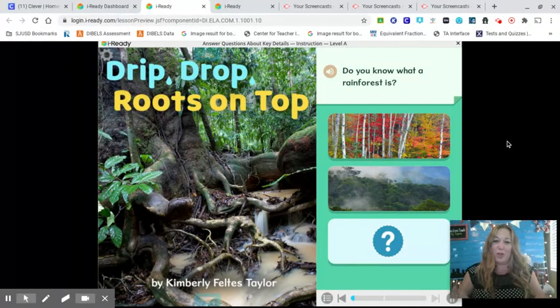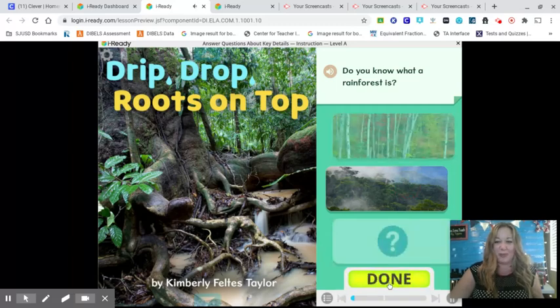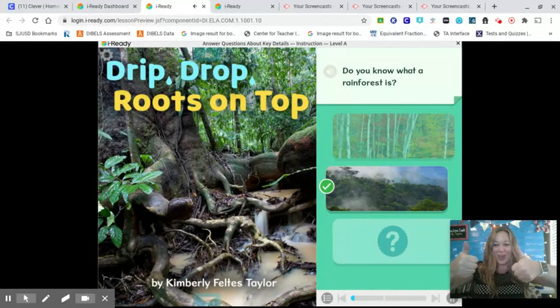But I could also look through the passage and look for things like headings or maps or pictures and diagrams. All these are tools in my toolkit to help me become a better reader. Let's see if we got it right. That's right. Are you ready to read Drip, Drop, Roots on Top? We are ready. Let's go.